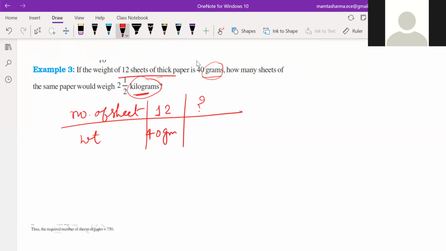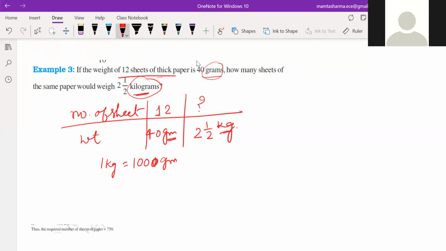For the weight, 1 by 2 kg. Now see, you can't equate their ratio directly, because here the units are different. So either convert gram into kilogram or kilogram into gram. You can convert this gram into kilogram, that would be easy, I think. 1 kilogram equal to how many grams? 1000. 1 kilogram equals 1000 gram.